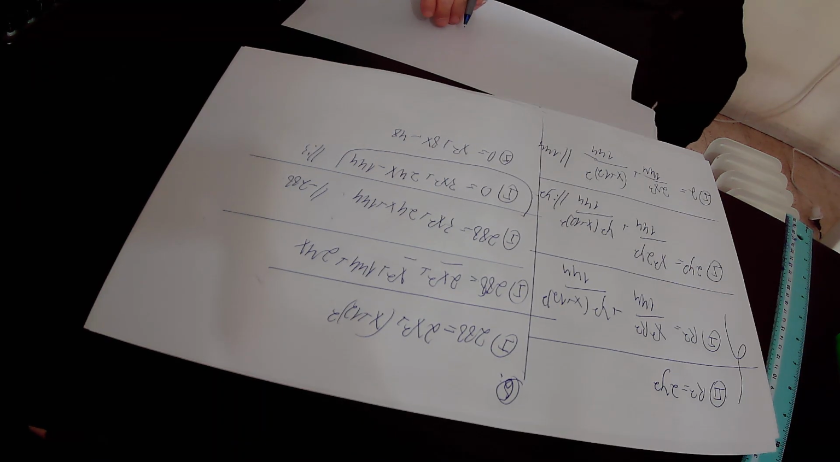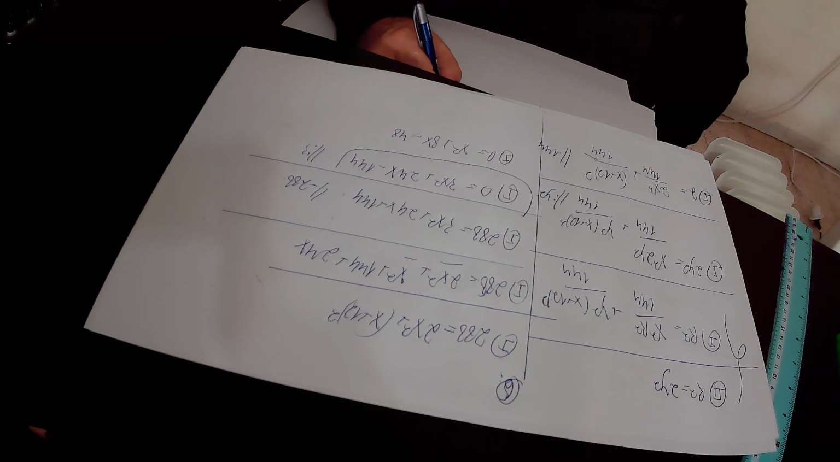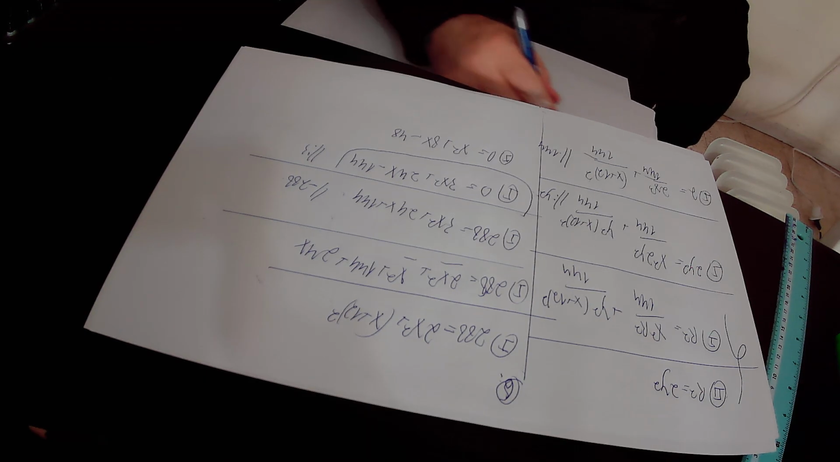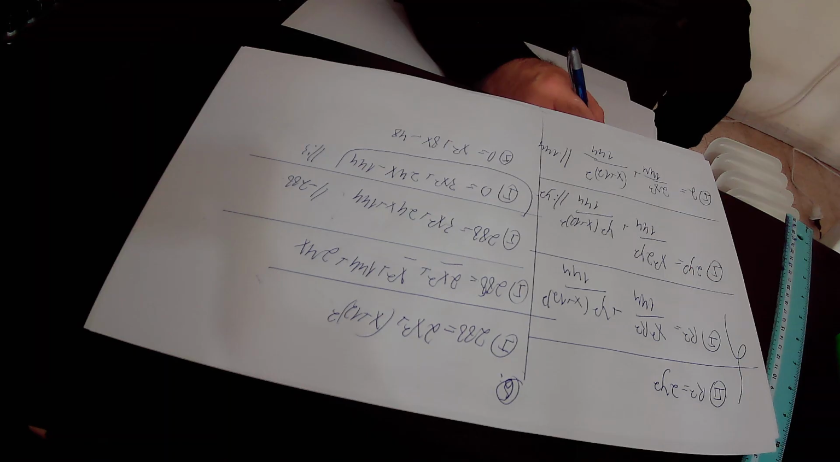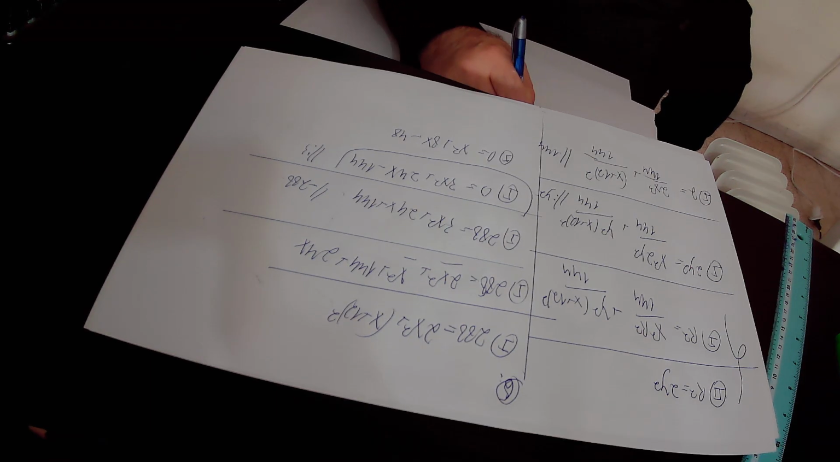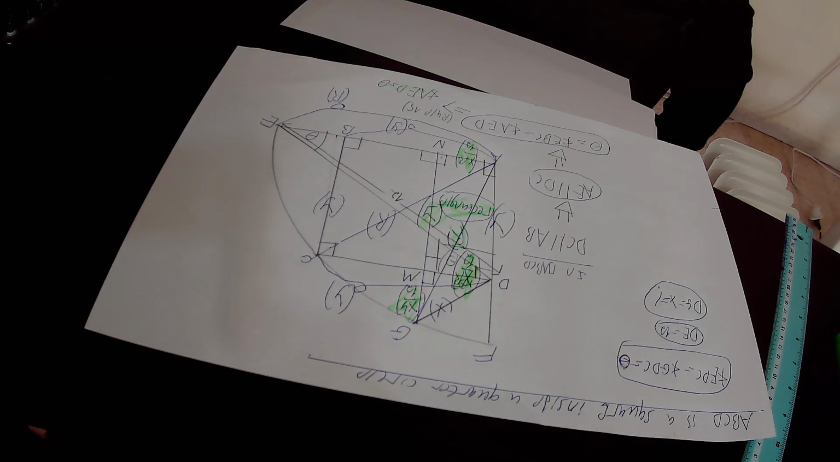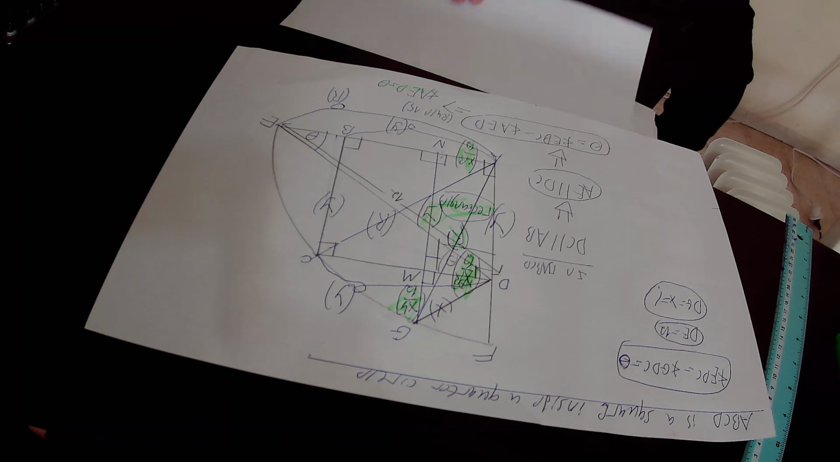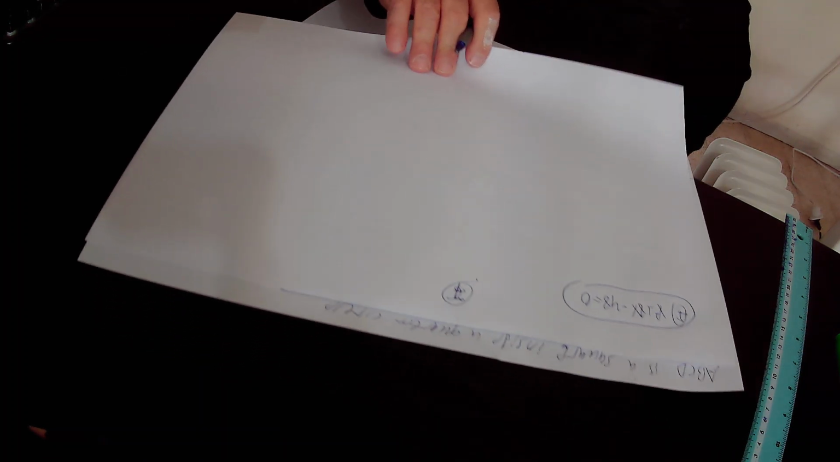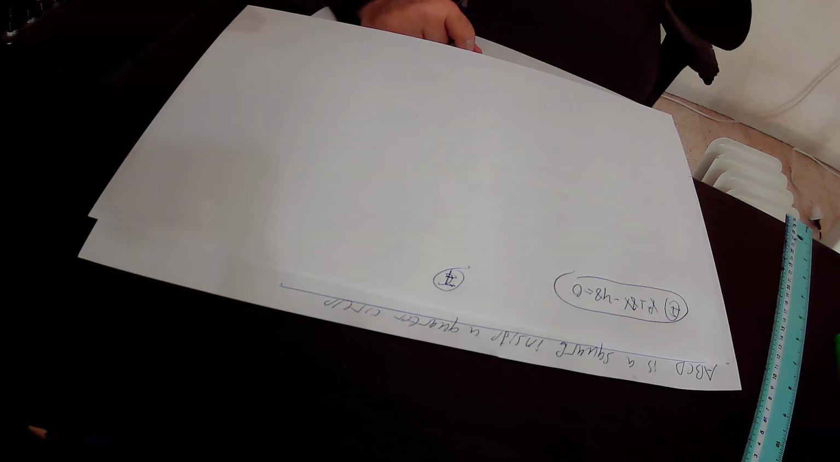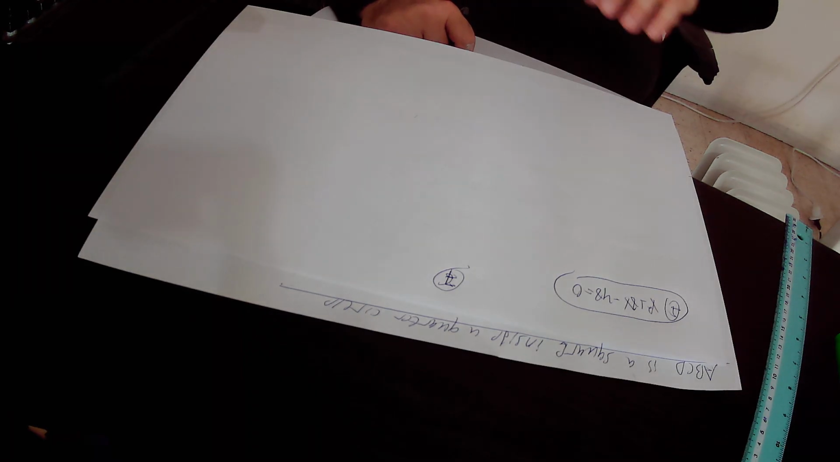So here we found out that according to equation 1, x squared plus 8x minus 48 equals 0. And again, according to equation 1, we actually found out that x squared plus 8x minus 48 equals 0.